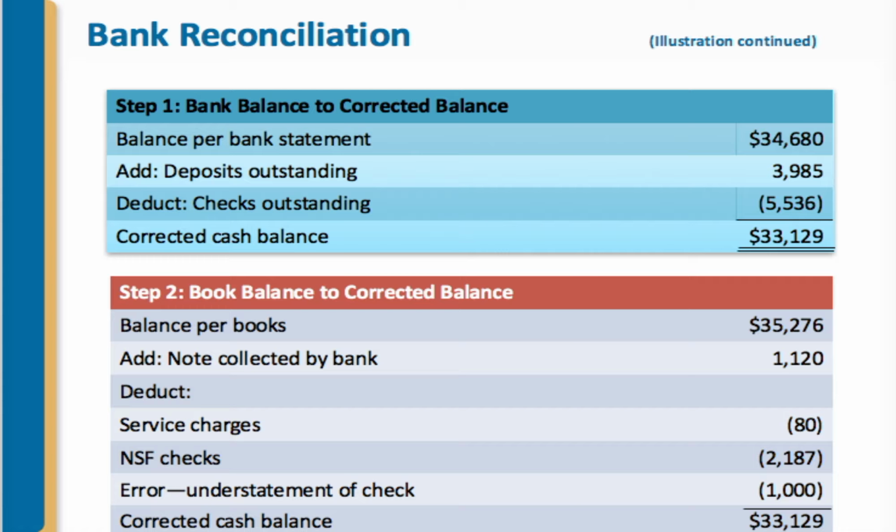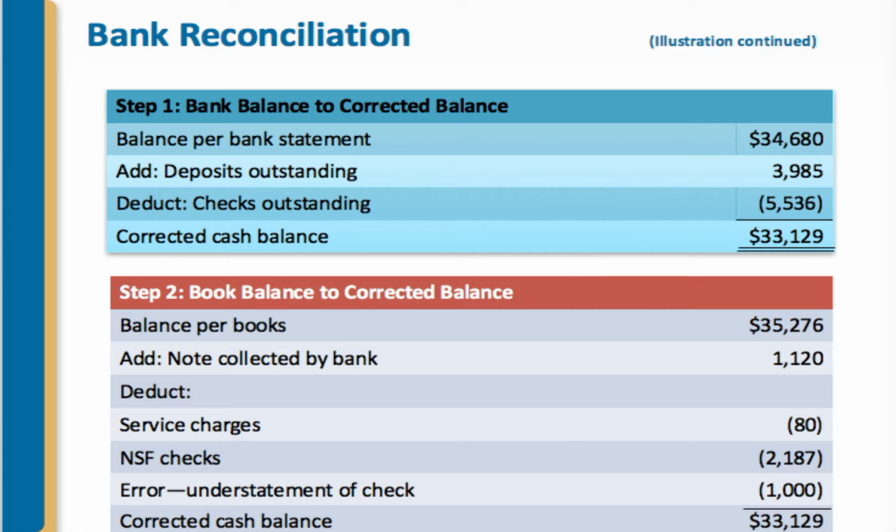First, we adjust the bank balance to the corrected cash balance. To do this, we add the outstanding debits to the beginning bank balance, $29.65 plus $10.20, or $39.85. Next, we deduct the checks written in May that had not yet been processed by the bank for a total of $5,536. By doing this, we arrive at the corrected cash balance of $33,129. Then we would adjust the book balance to the corrected cash balance.